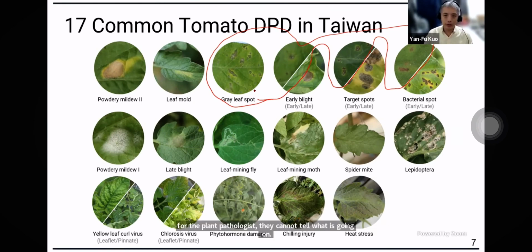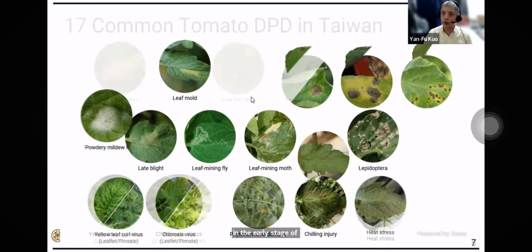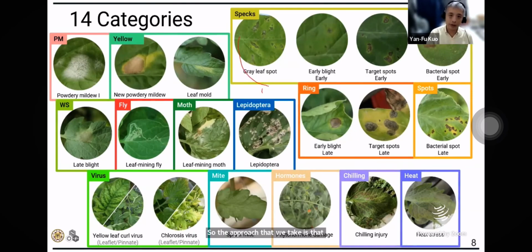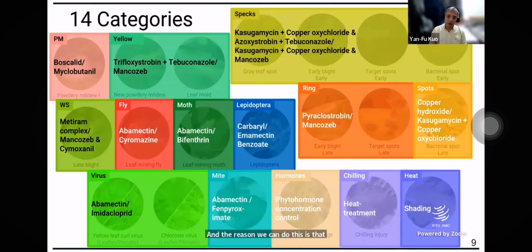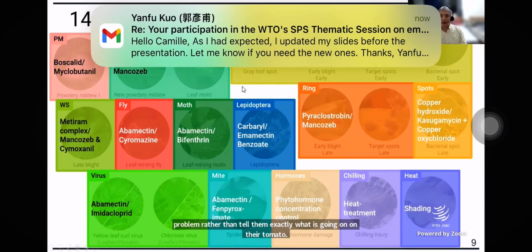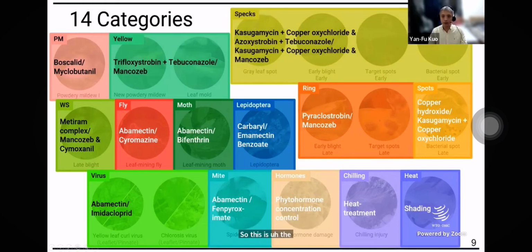So the approach that we take is that we group them together. Here you can see, okay, we group the 17 diseases into 14 categories. And the reason we can do this is that what we need to tell the farmers is how to treat the problem rather than tell them exactly what is going on with their tomato. So this is the common pesticide that you can use on each category.